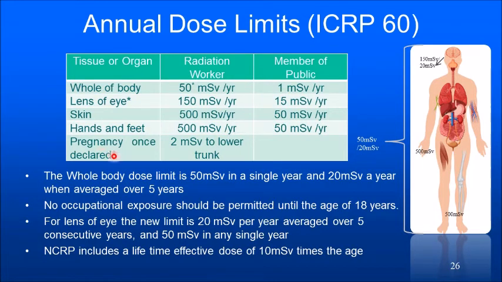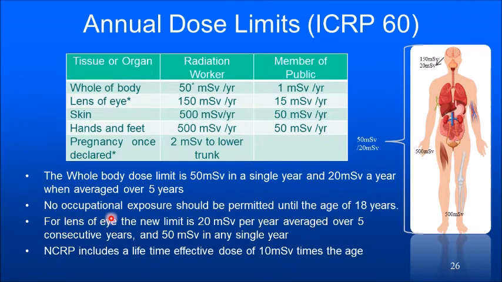For pregnancy, once declared, it is 2 millisievert to the lower trunk. This has been changed in the next ICRP publication. The whole body dose limit is 50 millisievert for radiation worker, as it is said here, in a single year, and 20 millisievert a year when averaged over 5 years. Now, this is the rider I said, which means in a 5 year period, one cannot exceed 100 millisievert.